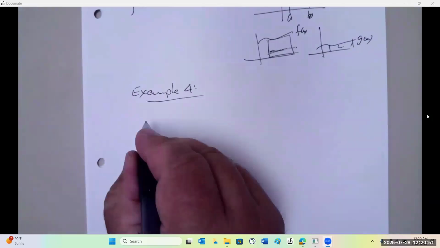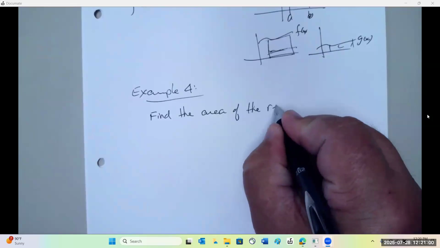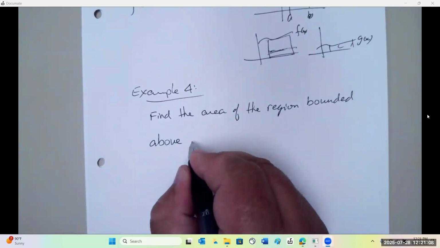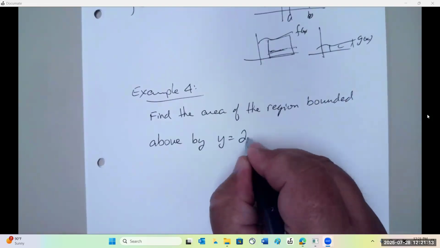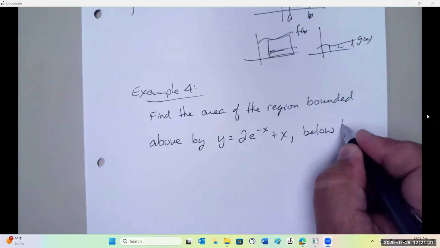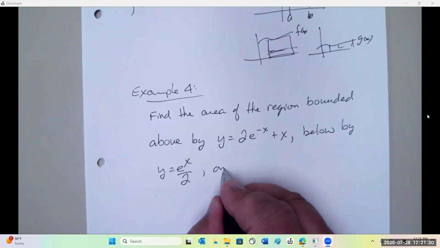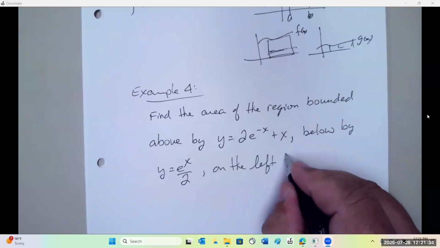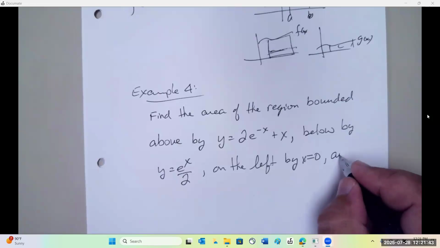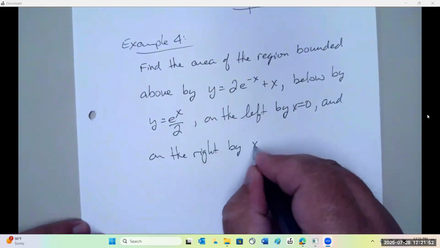All right. Find the area of the region bounded above by y equals 2e to the negative x plus x, below by y equals e to the x over 2, on the left by x equals 0, and on the right by x equals 1.